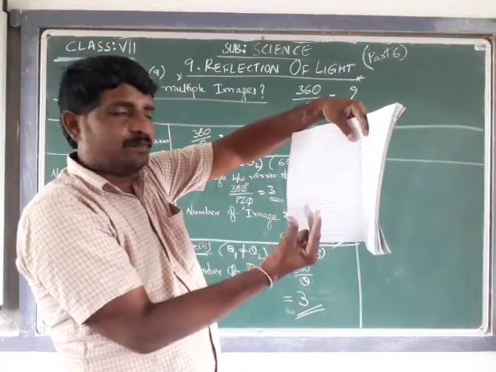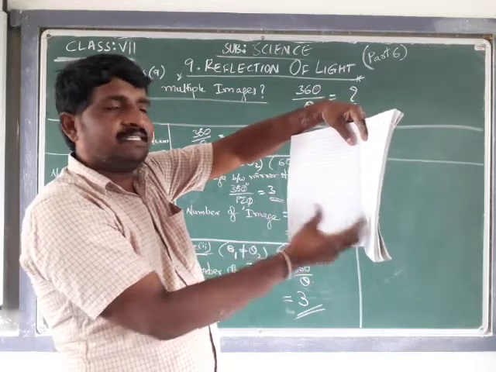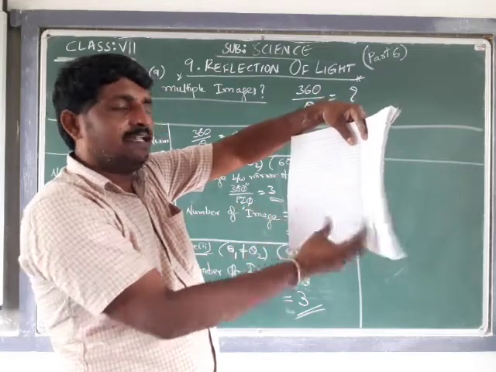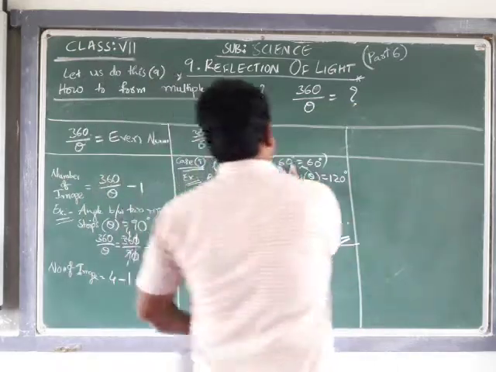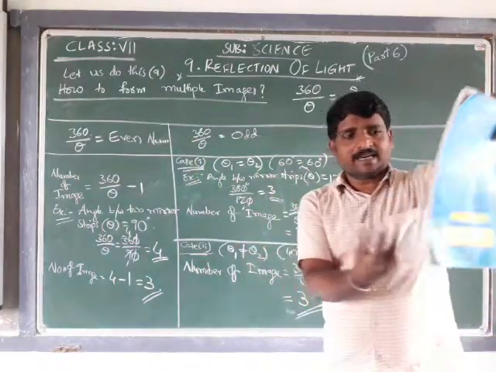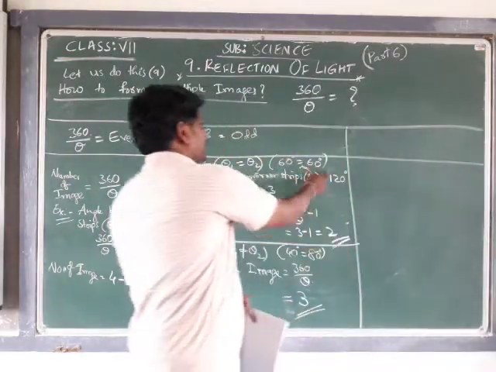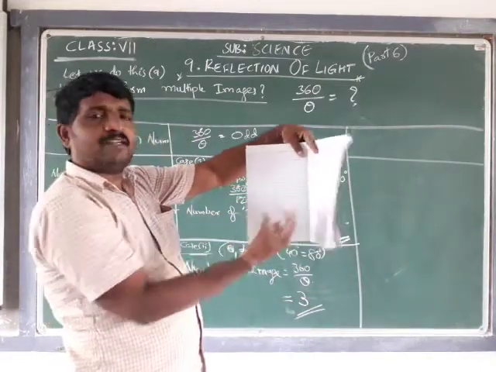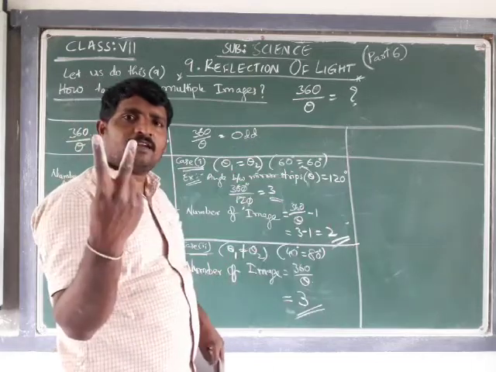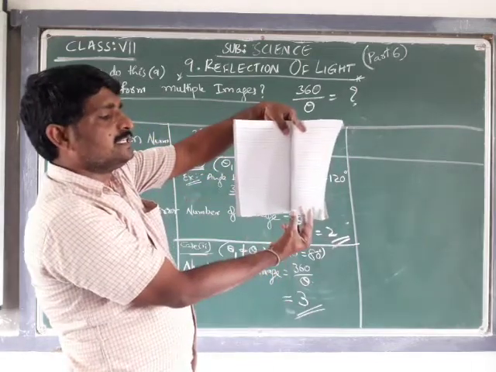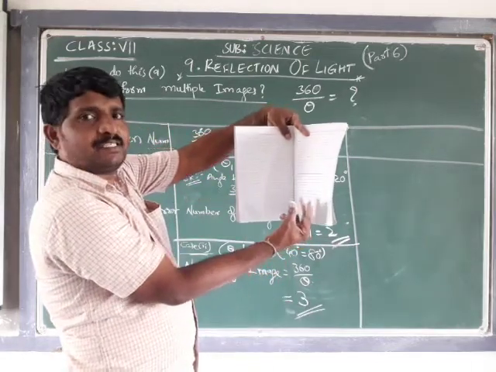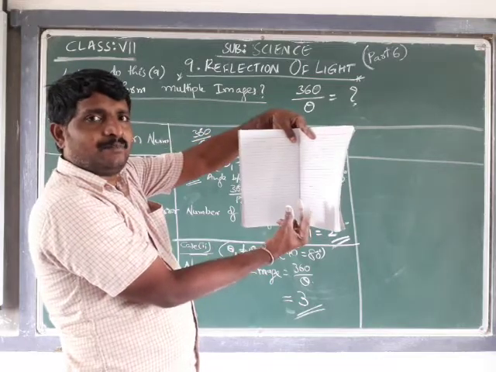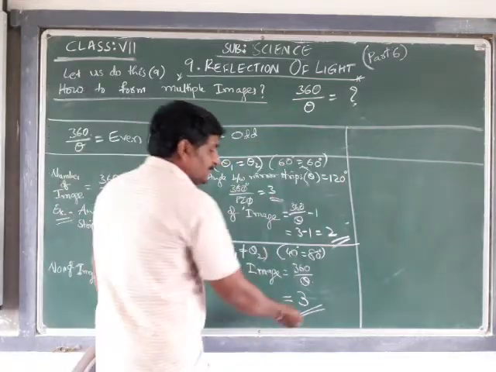If I place one object exactly in the middle, it divides the angle into 60 and 60. Then how many images will form? Only 2 images, one this side and one that side. But if I place the candle near one mirror strip, then I will get 3 images.